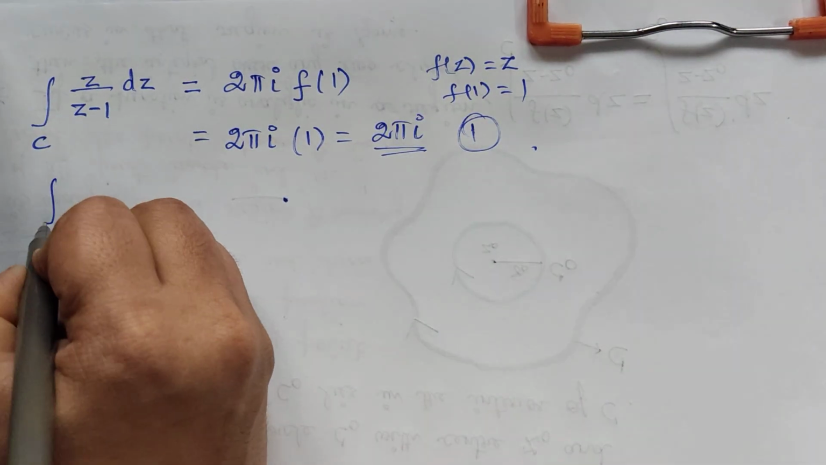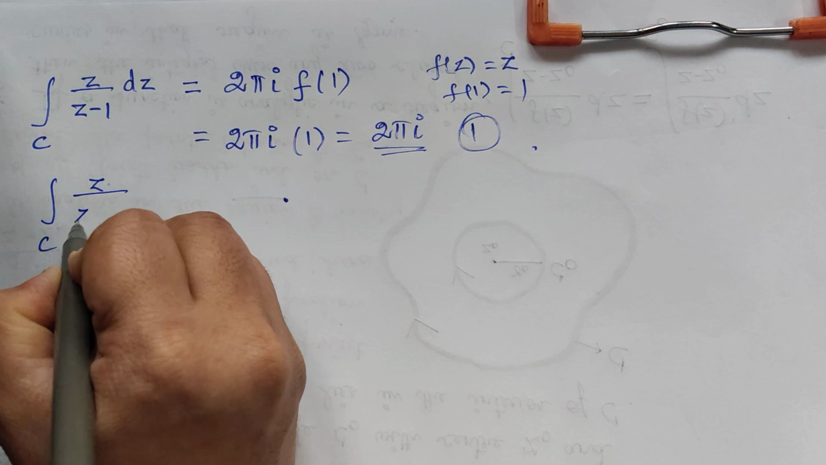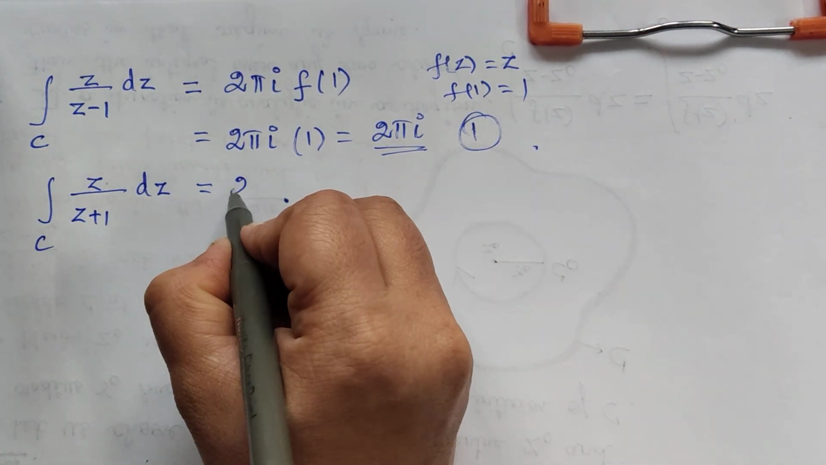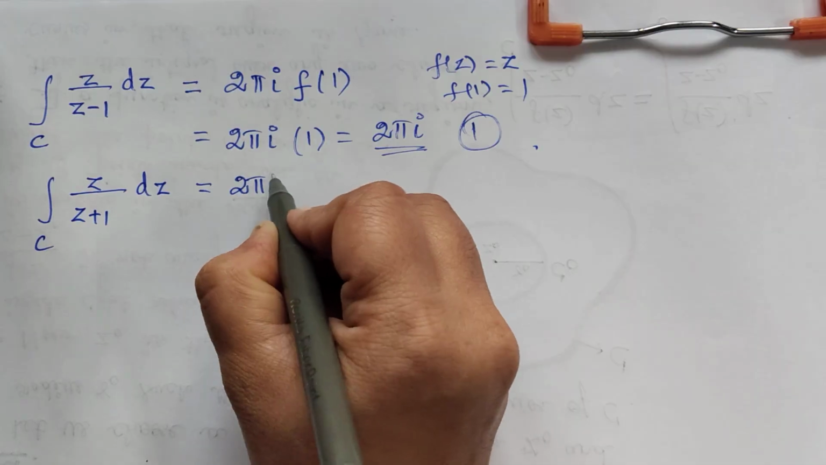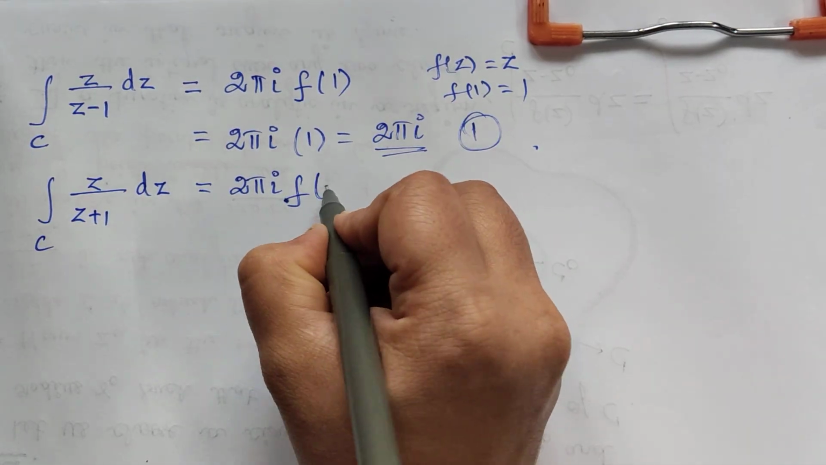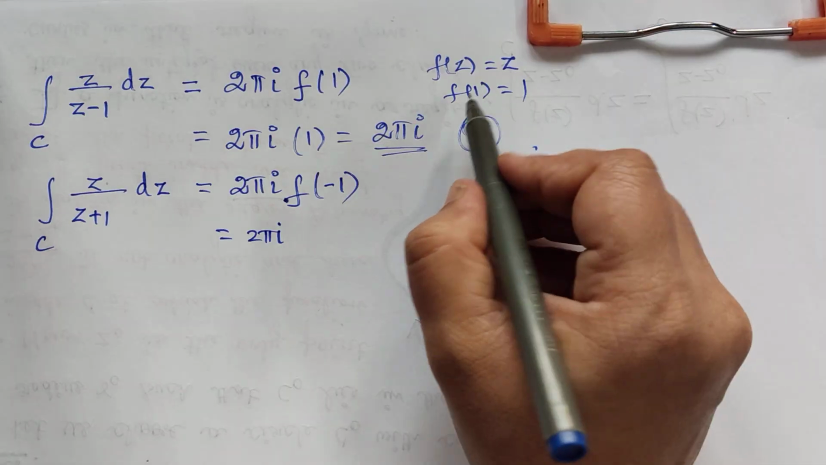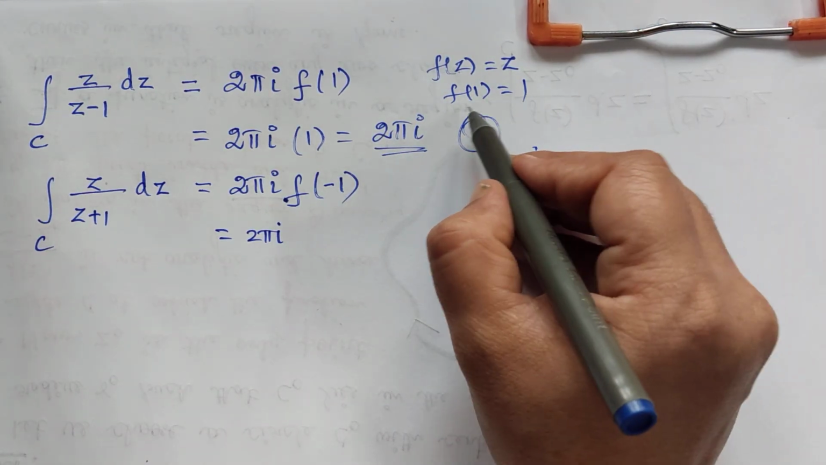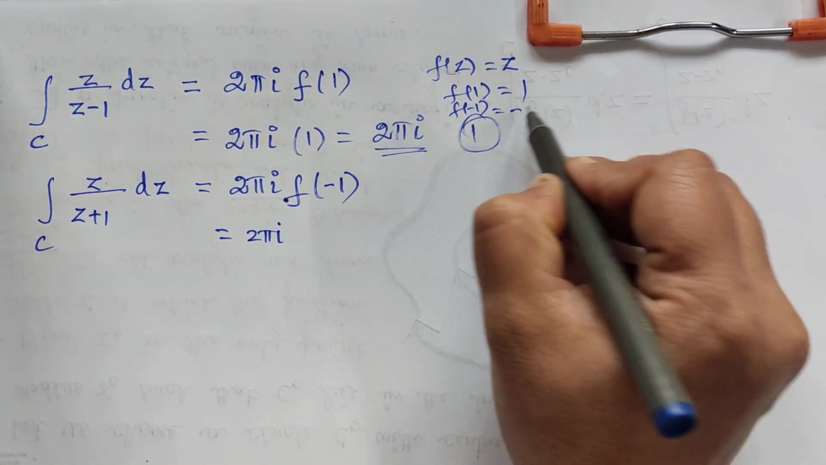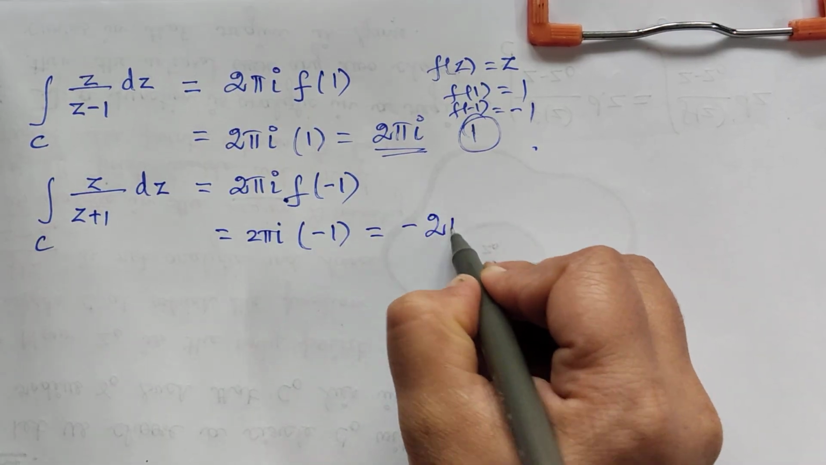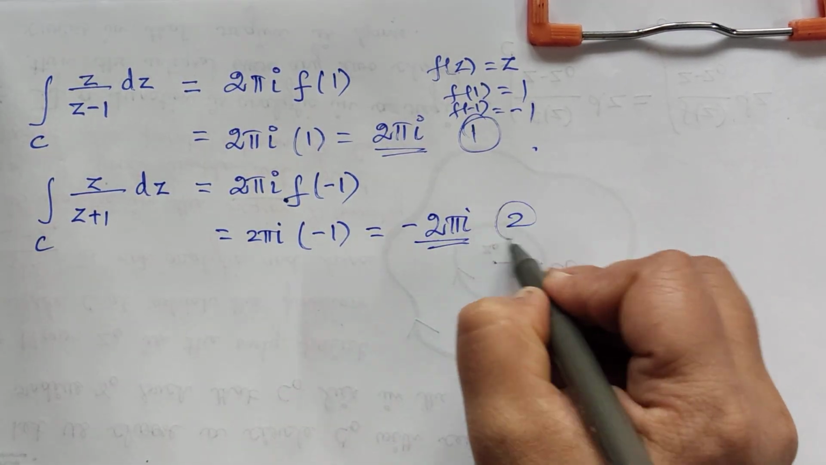Now next, integral over C, z by z plus 1 dz, which is the second integral. By applying the Cauchy integral formula, it will be 2 pi i f of minus 1. So if you put z as minus 1, you get minus 1. So that is equal to minus 2 pi i. So this is the second integral.